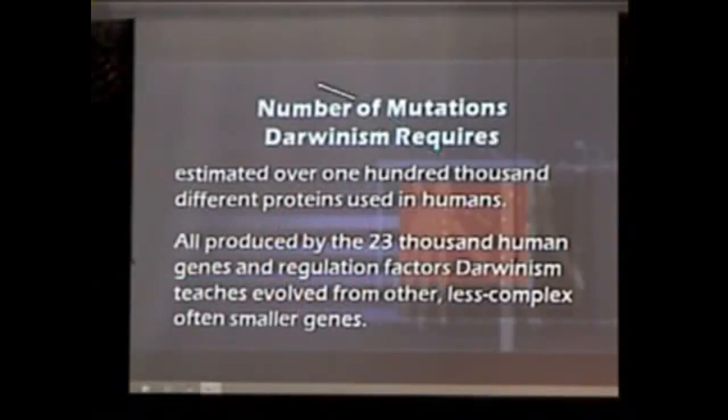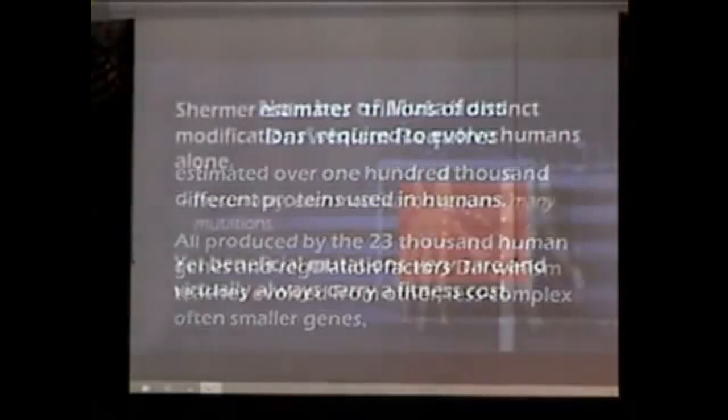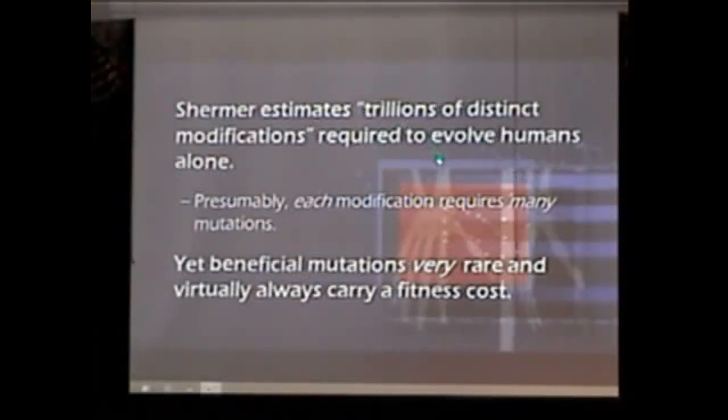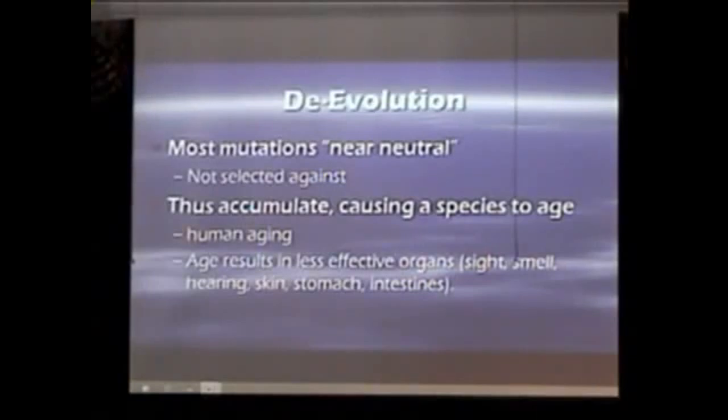Okay, how many mutations does Darwinism require? A lot of estimates, nobody knows, but a lot. Shermer estimates trillions, and he's an evolutionist, by the way. And de-evolution, we talked about this. The near neutral mutations accumulate, causing the species to age. So the organs are less effective. Sight, smell is less effective.